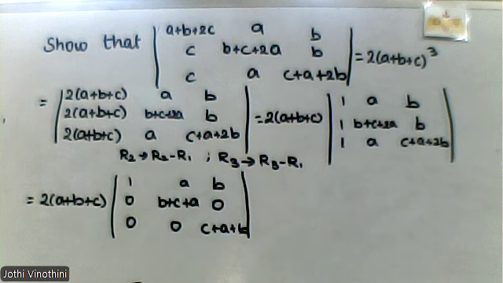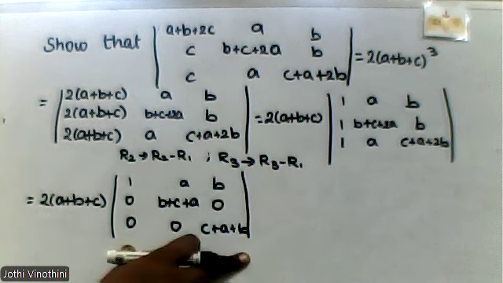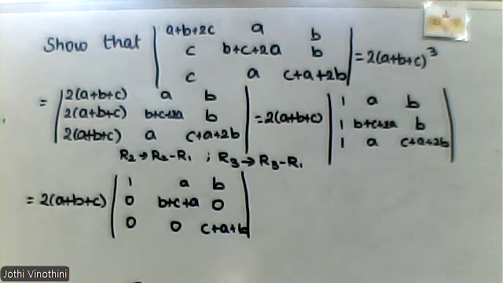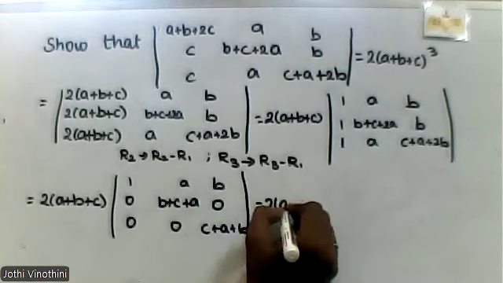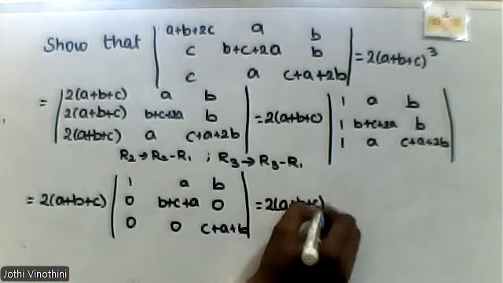Clear. Now I am going to take the determinant. So here it is, the determinant. Now I am going to expand it column wise. So it will become, I will read it, 2 multiplied by a plus b plus c.